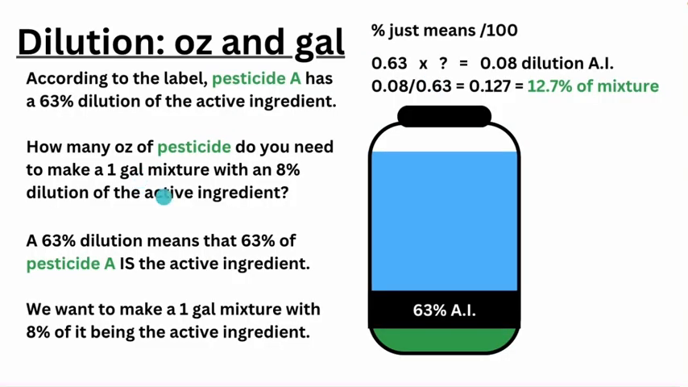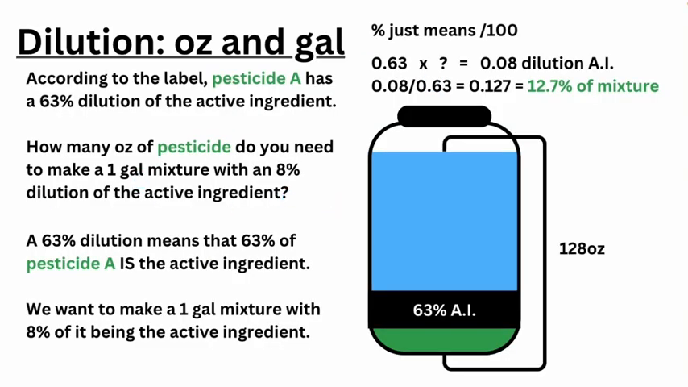So let's go back to the PowerPoint and take a look. There's 128 ounces in the whole thing. 12.7% or 0.127 of the whole mixture is going to be pesticide. So what we did was we already knew that 8% of the whole thing would be active ingredient. So we're just saying only 63% of the 8% is going to be actually the active ingredient. And when you do 128 times 0.127, we get 16.23 ounces.